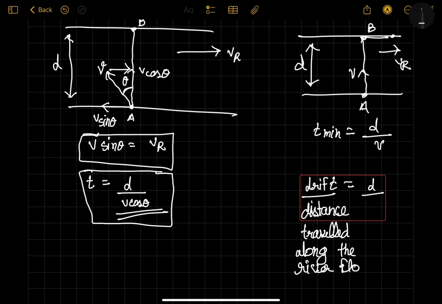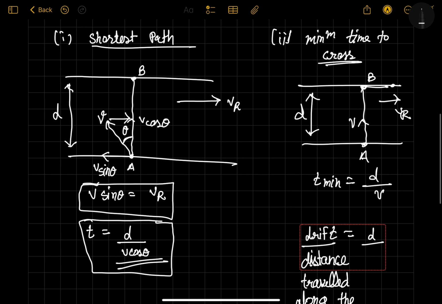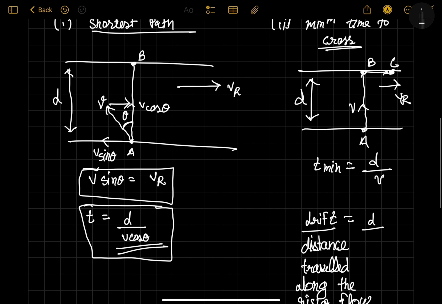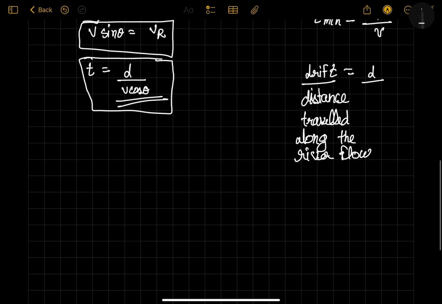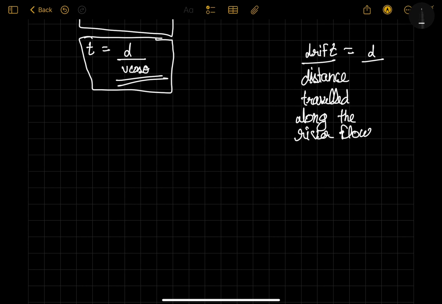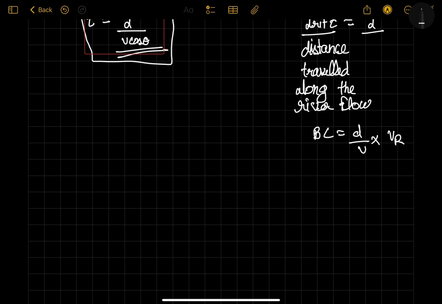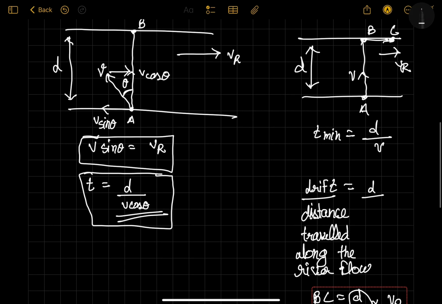Suppose this is the point B, and if he is drifting and coming to the point C, then the distance BC, that is his drift from the point B where he has to be, opposite to the point A, will be equal to the minimum time, which is d by v, into the velocity of the river. So distance is equal to velocity into time. That's all we have to see in these concepts.